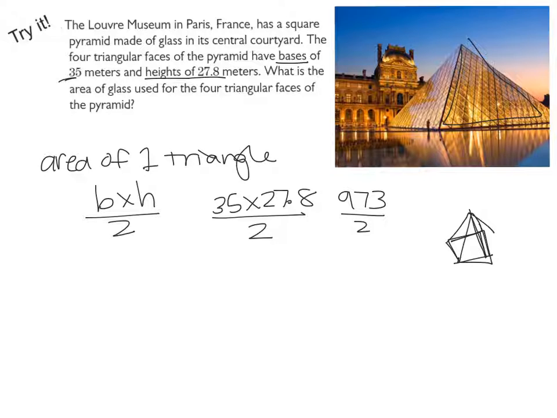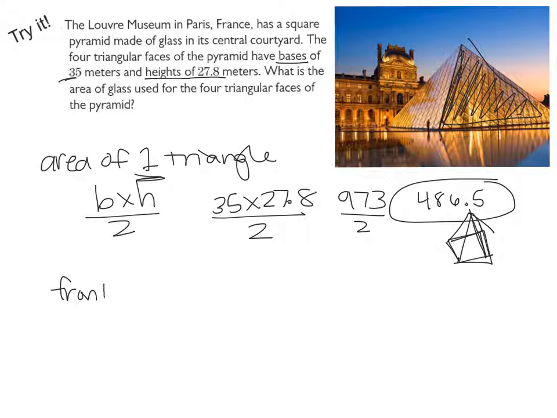Looks like I got 486.5. So that is the area of one triangle. But how many triangle faces are there? So that's only this front. Well, we have a front, we have a back, and 2 sides. So the front equals 486.5. Now, remember the back is going to be the same.